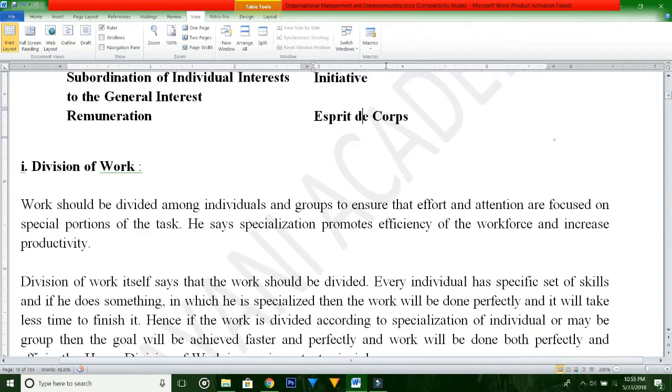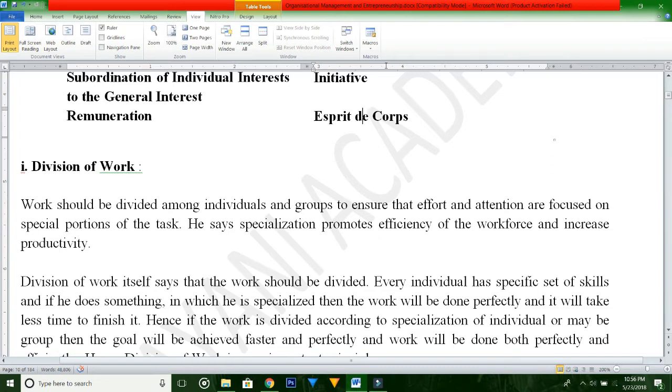Let's take them one by one. Division of work means what? Work should be divided among individuals and grouped to ensure that effort and attention are focused on a specific portion of the task. He says specialization promotes efficiency of the workforce and increases productivity.